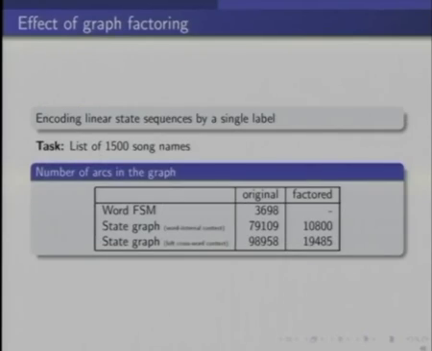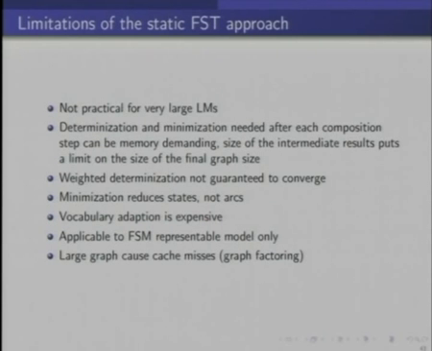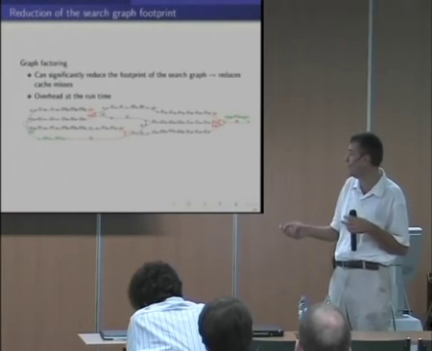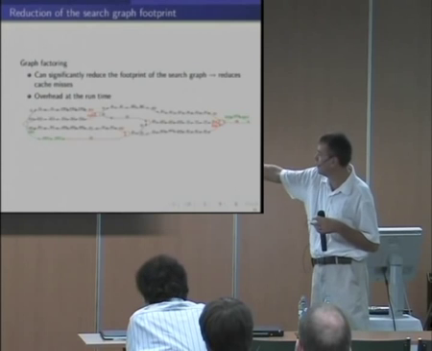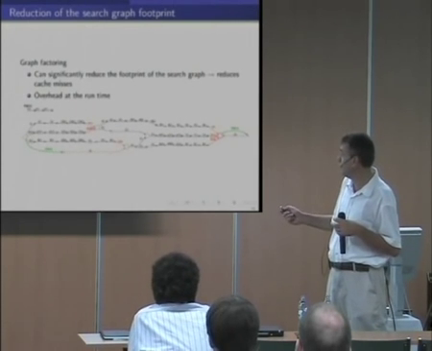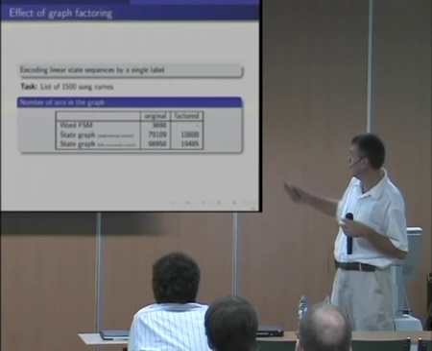Just skip over this. So one of the ways to deal with the size of the graph is a common technique called graph factoring. Basically, you replace linear sequences of states by a single arc, and you encode that information somewhere. So, like here, you replace this by a single arc. This is a popular technique to reduce the size of the graph.